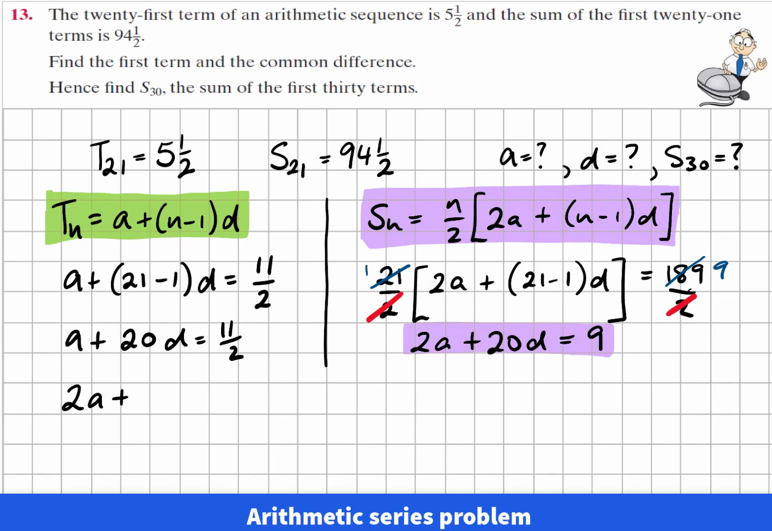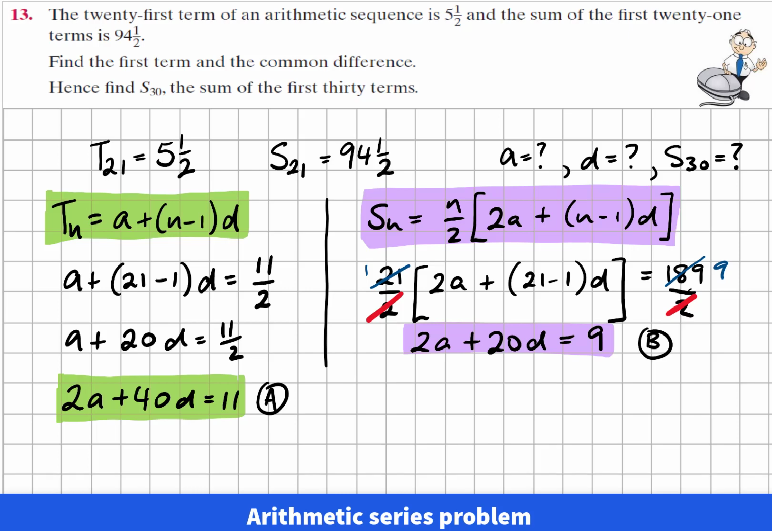So this will give me 2a plus 40 times d is equal to 11. The reason for doing that is I have on both sides of the equation now both of them in terms of 2a. Okay, so these are ready. I want to solve these two equations. So I might give them names. Maybe I'll call this equation A and that one equation B.